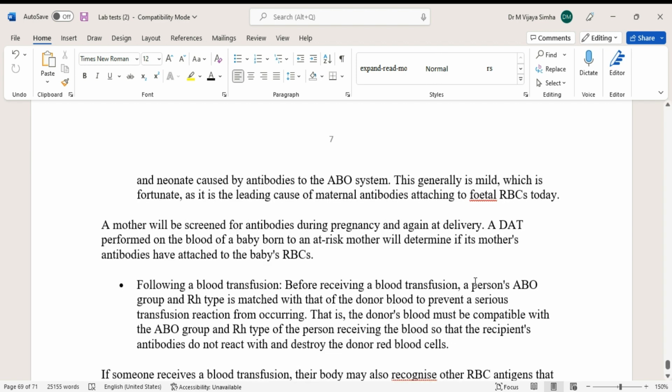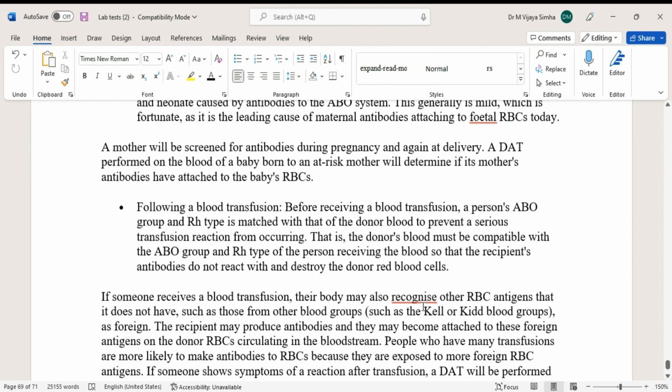Following a blood transfusion. Before receiving a blood transfusion, a person's ABO group and Rh type is matched with that of the donor blood to prevent a serious transfusion reaction from occurring. That is, the donor's blood must be compatible with the ABO group and Rh type of a person receiving the blood so that the recipient's antibodies do not react with and destroy the donor's red blood cells.